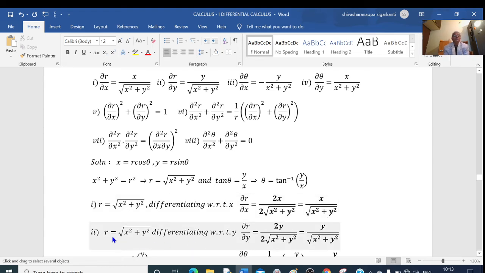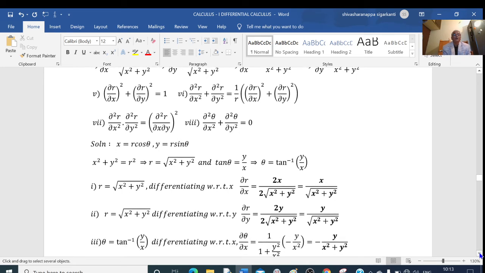Similarly, to find ∂r/∂y, again r equal to root of x² + y². Differentiating with respect to y, we get ∂r/∂y equal to first root derivative, 1 by 2 root of x² + y², into the derivative of x² + y² with respect to y. The x² derivative is 0, the y² derivative is 2y. 2 gets cancelled. So y divided by root of x² + y². This is our ∂r/∂y.